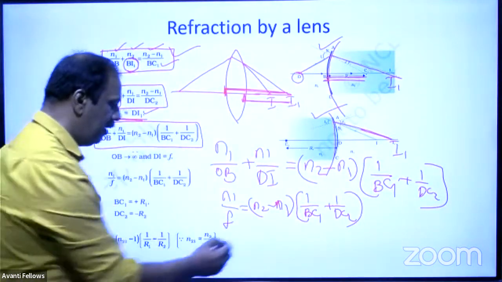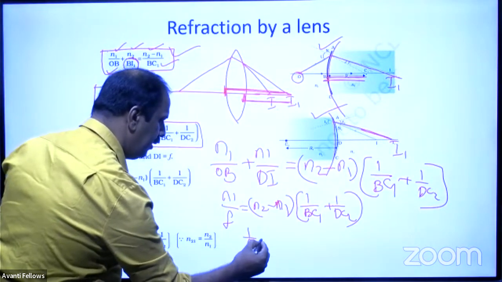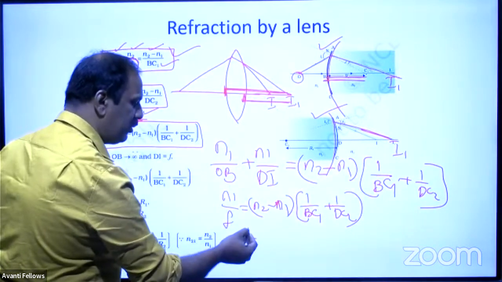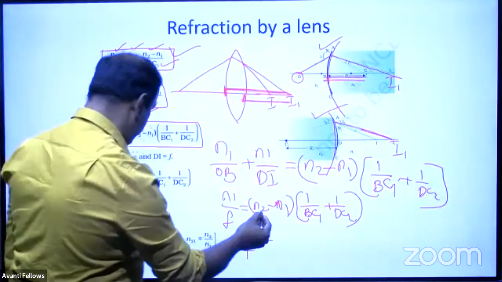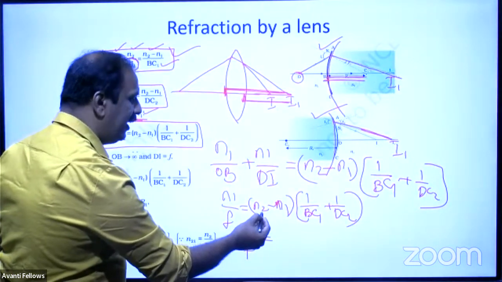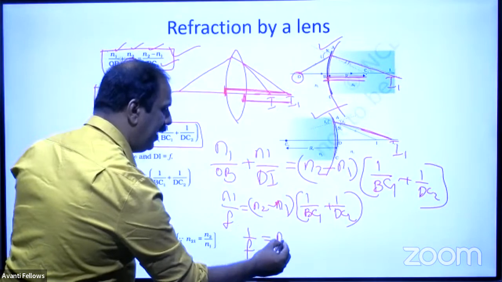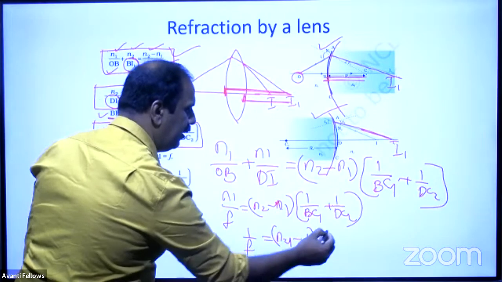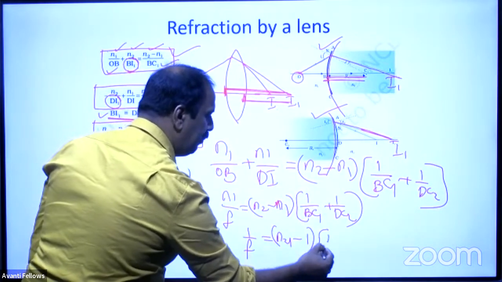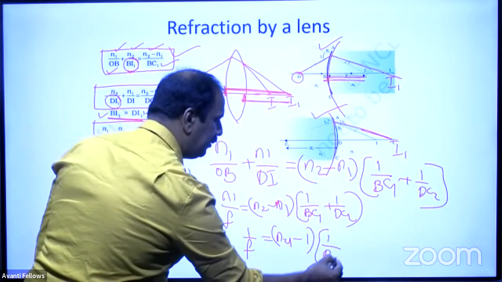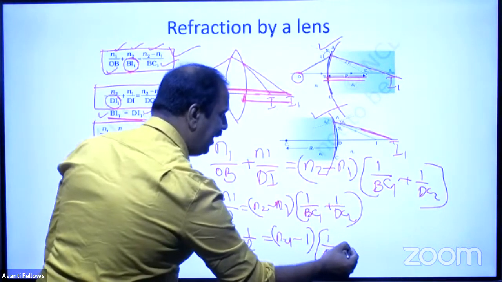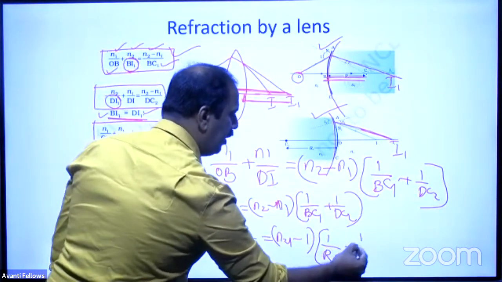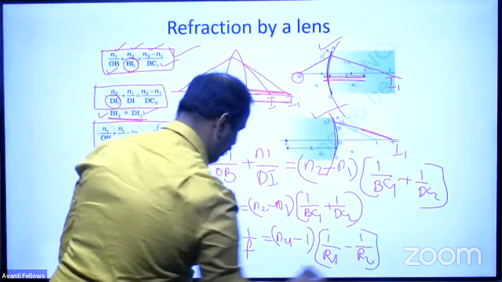So what can we write? 1 by F. Actually, it is N1 by F only. We'll divide this entire thing by N1 also. So it will become 1 by F is equal to, dividing the entire thing by N1, N2 by N1 is N21. Here also dividing with N1, so it will become 1, into this one, 1 by BC1, that is R1. Then plus is there, but we will have minus R2 toward this side. So it will become minus 1 by R2. So I will get an equation like this.